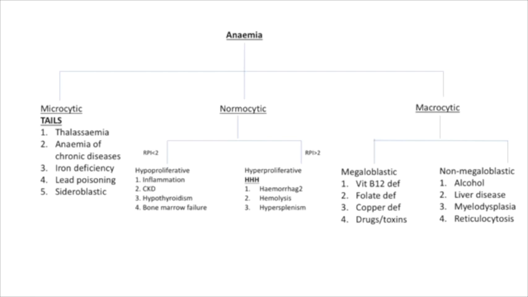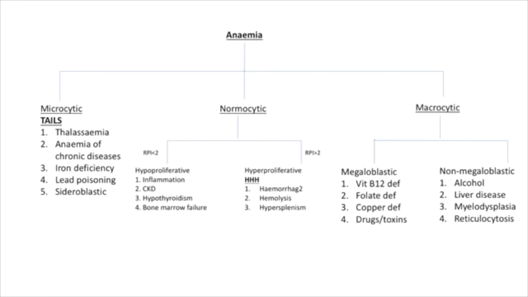Causes of microcytic anemia, there's a handy mnemonic called TALES. T is for thalassemia, A is for anemia of chronic disease, I for iron deficiency, L for lead poisoning, S for sideroblastic. So, within those five, you can probably encompass most, if not all, of the causes of microcytic anemia.